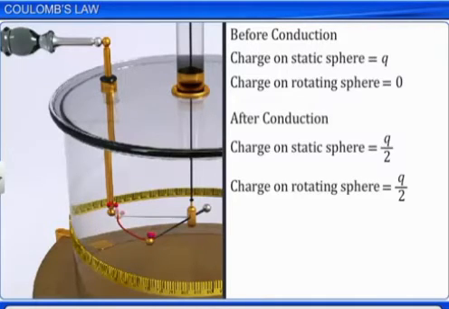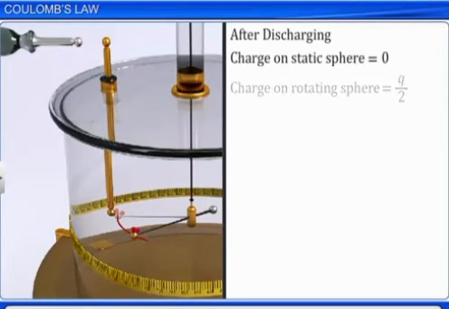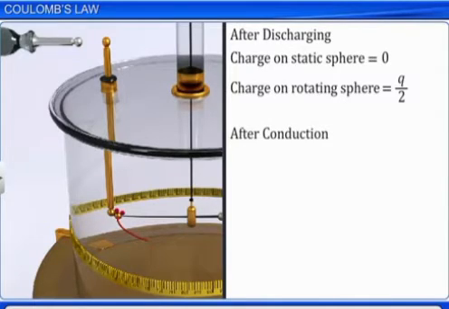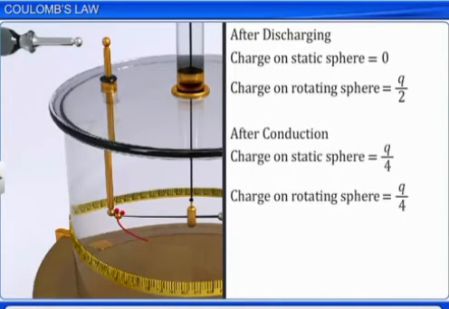The measure of repulsion is the amount of deflection, or the angle through which the sphere attached to the rod is displaced. The static sphere is now discharged by grounding. To recharge the static sphere, the rotating sphere is brought in contact with the static sphere using the micrometer screw. Again, due to conduction, the spheres now have a charge Q by 4 each.